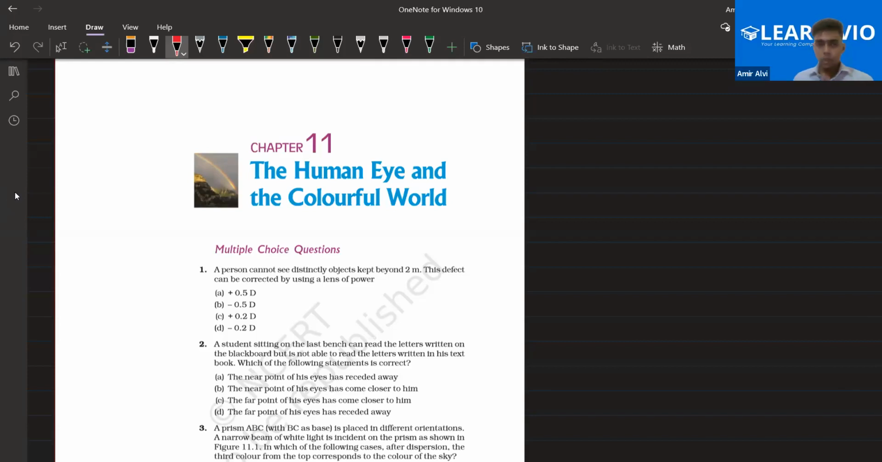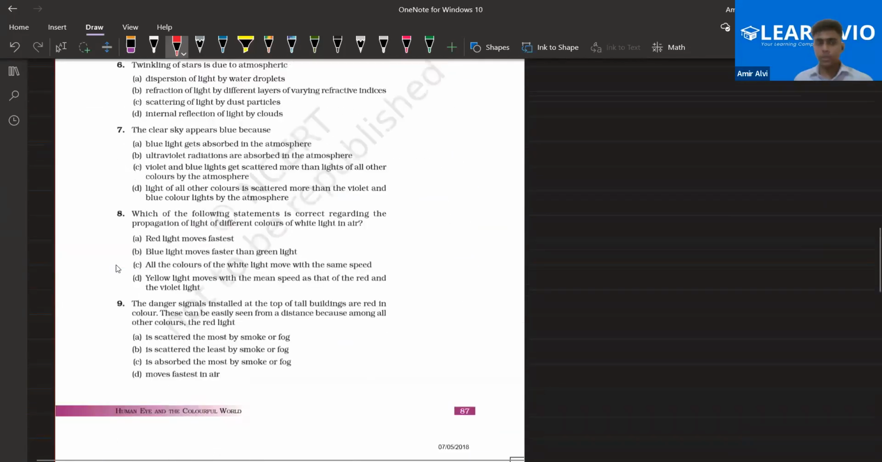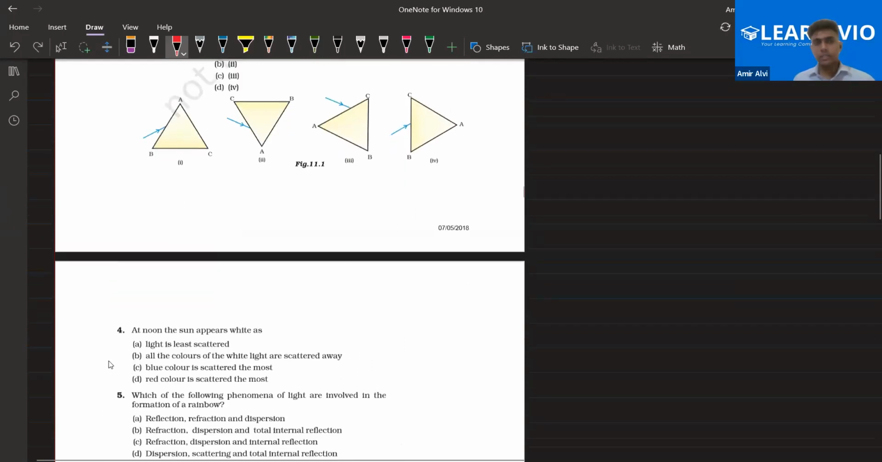So these examples are of very good quality. You must have heard that quality is important, not the quantity. So these are the quality questions. There are 14 MCQ questions. Okay, so now let's discuss it one by one.